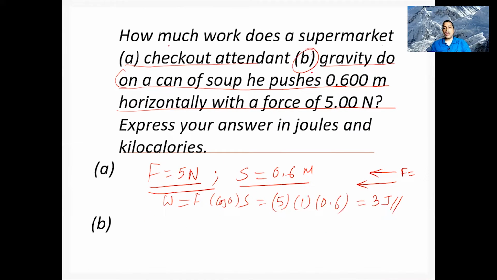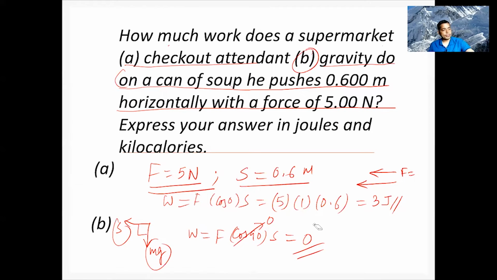Now the work done by gravity on a can of soup. So gravity is like this, mg, right? Now the displacement is this way. So what is the angle between the force and the displacement? 90. So that's why work done equals F cosine 90 times S. So since cosine 90 is 0, your work done is 0. Okay.